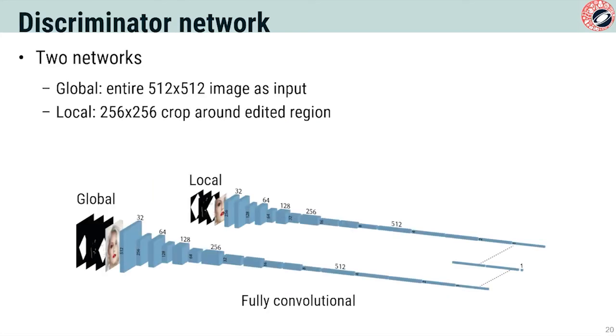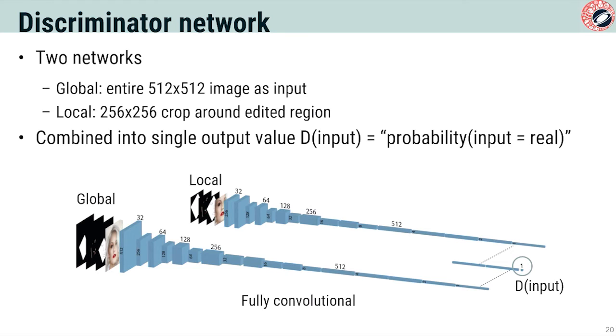The discriminator consists of 2 networks, and this is highly inspired by Iizuka and colleagues' work from last year's SIGGRAPH, where a global one receives the entire 512 square image, and a local one receives a 256 square crop around the edited region. The outputs of these 2 networks are then combined into a single value, which is called D here, and intuitively this indicates the probability that the input to the discriminator is real and not synthesized by the generator.